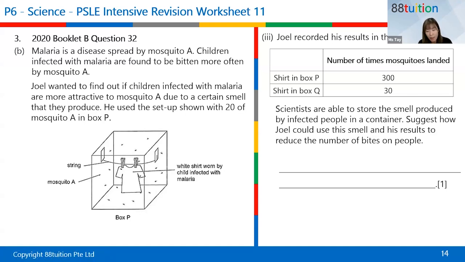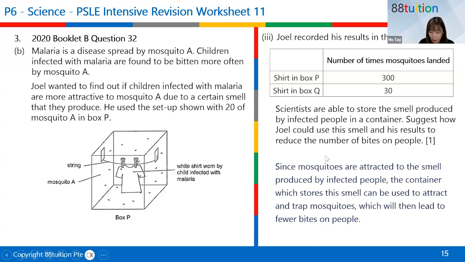So you have to suggest how Joel could use this smell and his results to reduce the number of bites on people. Okay, so this is a suggestion. Suggestion means what? Remember, a suggestion means there could be many possible answers. Okay, so one answer here, since mosquitoes are attracted to the smell produced by infected people, then the container which stores this smell can actually be used to attract and trap mosquitoes.